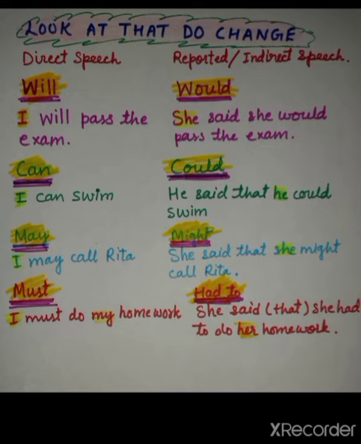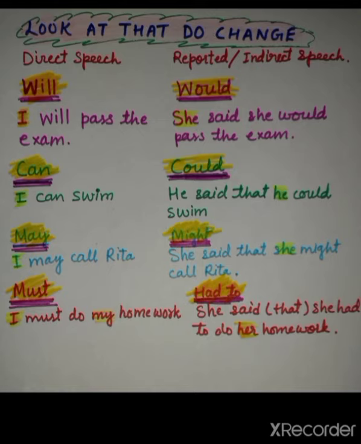Can changes to could. I can swim becomes he said that he could swim. May becomes might. I may call Sita becomes she said she might call Sita. Must becomes had to. I must do my homework becomes she said she had to do her homework. Again, notice the pronoun changing. Here we have my homework, which changes to her homework.